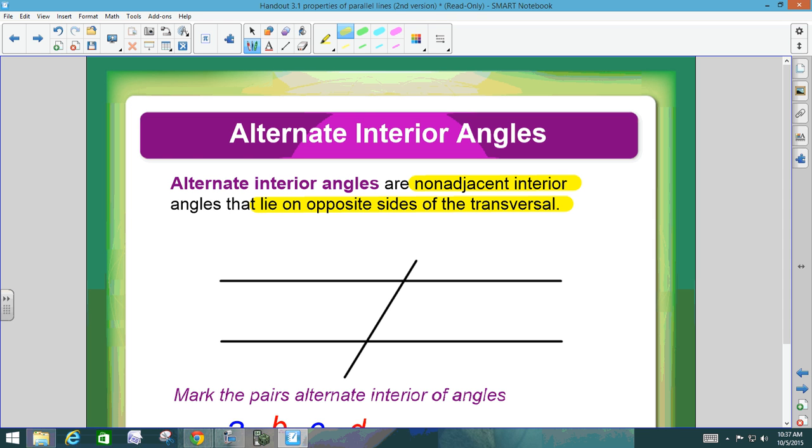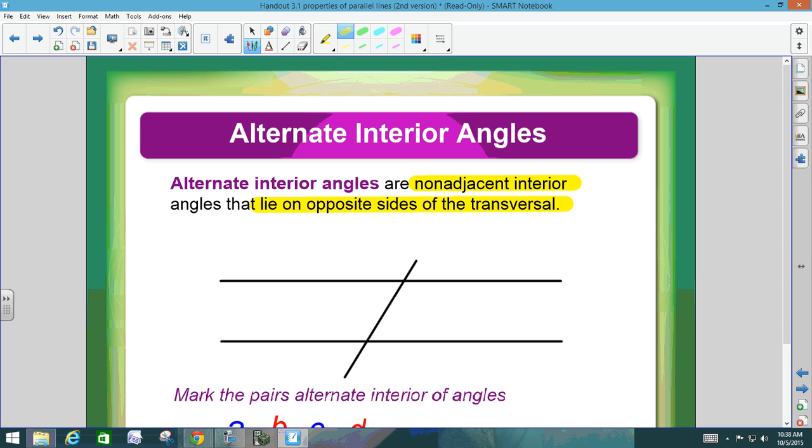Cross off the word exterior or interior. Cross off the word interior and exterior. Okay, non-adjacent, what's non-adjacent mean? Not touching, not next to each other.